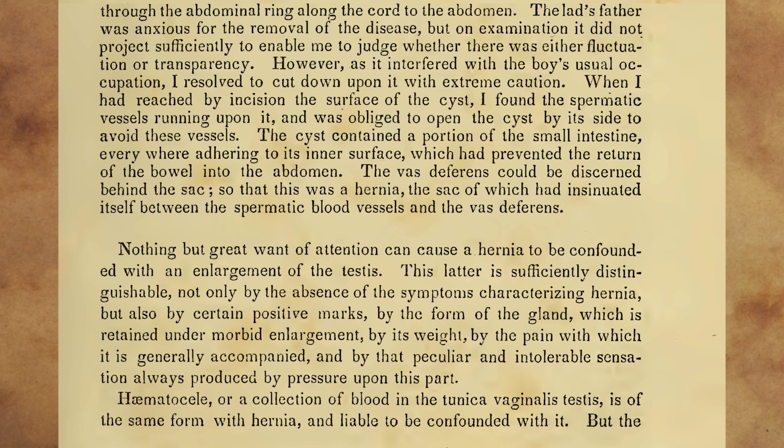When I had reached by incision the surface of the cyst, I found the spermatic vessels running upon it, and was obliged to open the cyst by its side to avoid these vessels. The cyst contained a portion of the small intestine, everywhere adhering to its inner surface, which had prevented the return of the bowel into the abdomen. The vas deferens could be discerned behind the sac, so that this was a hernia, the sac of which had insinuated itself between the spermatic blood vessels and the vas deferens.